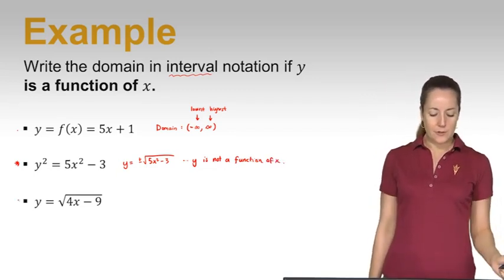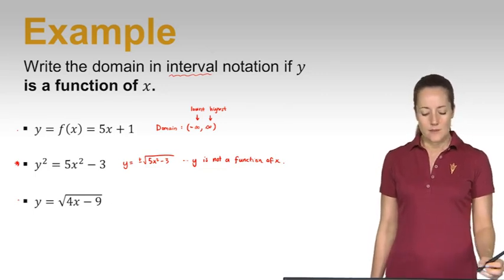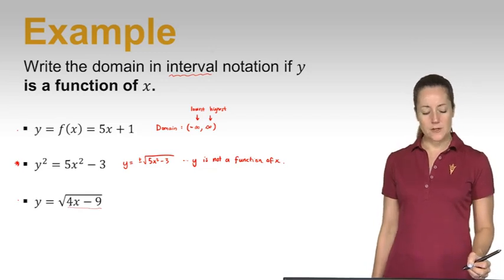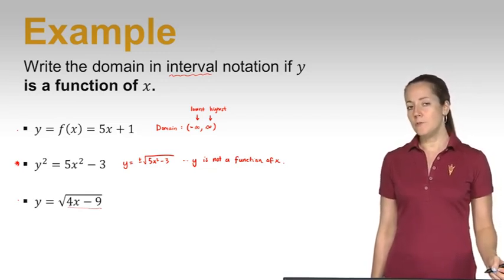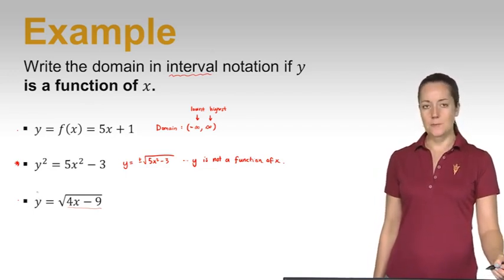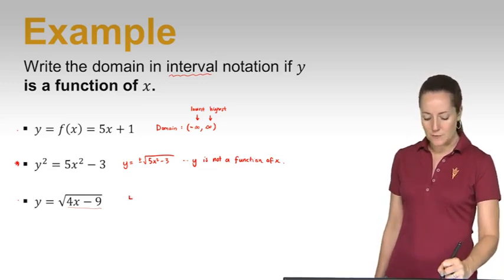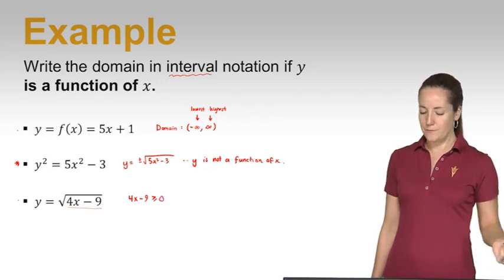In the last example here, we have y equals the square root of 4x minus 9. There's a linear expression in the function rule, but it's under a square root sign. So in order for the output value to be defined, something that we can graph is what we're interested in, I need to make sure that I'm not going to end up with imaginary solutions. Or in other words, I need to make sure that 4x minus 9 is greater than or equal to 0.